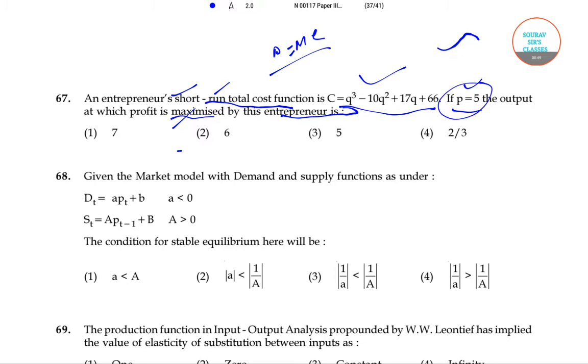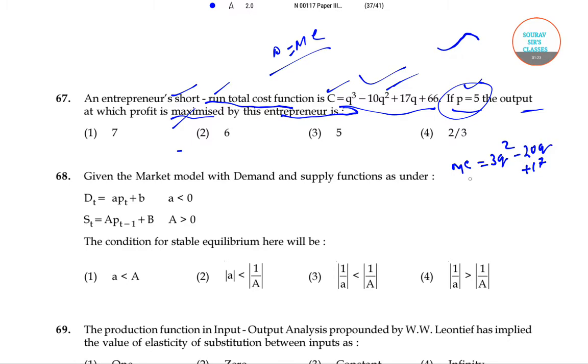Price is given. We have to find the output, and first the total cost. From total cost we have to find the marginal cost. Now how do we find marginal cost? For this you can also refer to our other video on marginal cost and total cost. For the time being, we have to differentiate this cost function with respect to Q. If you differentiate it with respect to Q, we will be left with 3Q square minus 20Q plus 17.